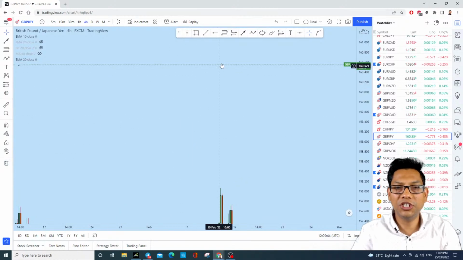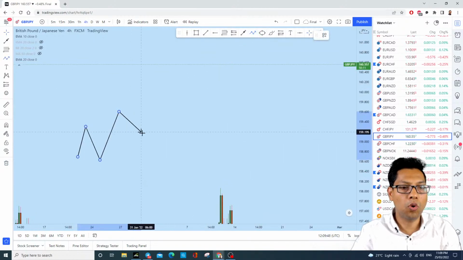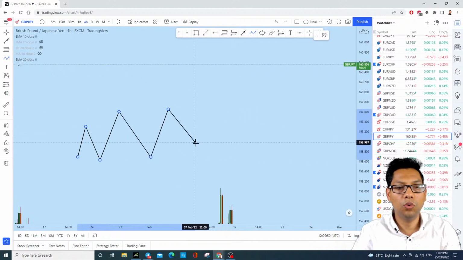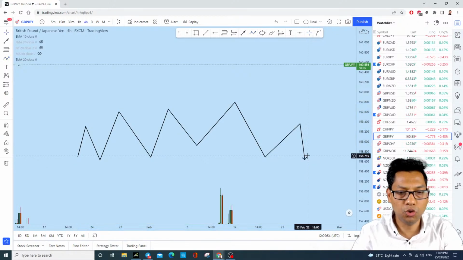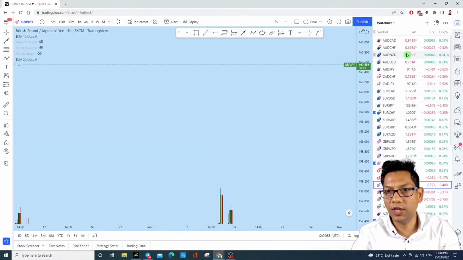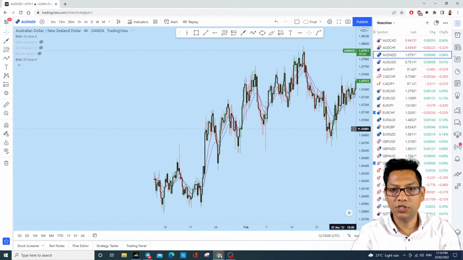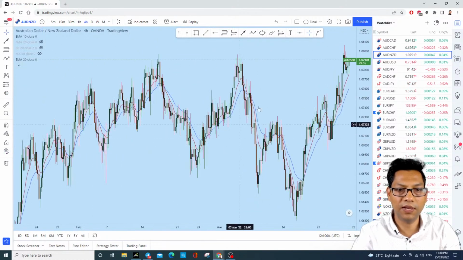Another symptom of a changing trend is consolidation, like this long consolidation, and deceleration. What does it mean? Let me show you a couple of examples. Let's go to the AUD NZD 4 hour. You see it has some kind of pattern here. AUD NZD sometimes creates this kind of pattern.